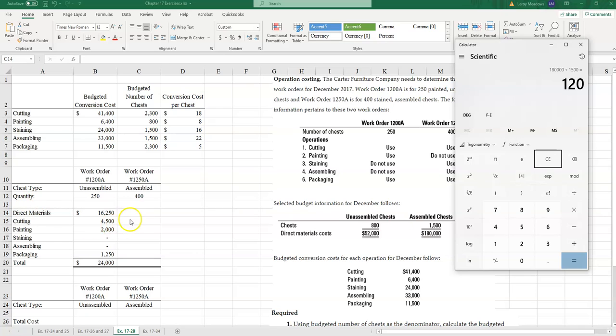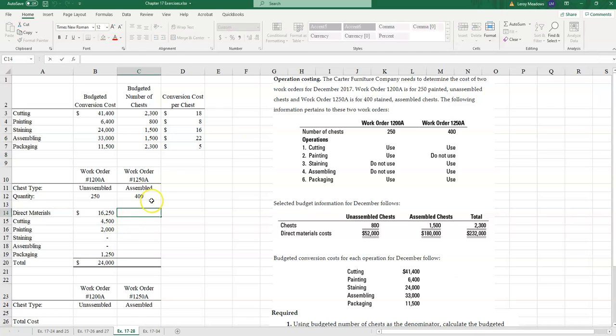Now I'm going to multiply that by the number of assembled chests I need for this work order. And when I do, I get $48,000 of direct materials. Now, what about cutting? Do the assembled chests go through the cutting operation? Yes, they do. So I'm going to take my 400 units of assembled chests and multiply that by the conversion cost per chest associated with the cutting operation. And that will give me $7,200 worth of costs.